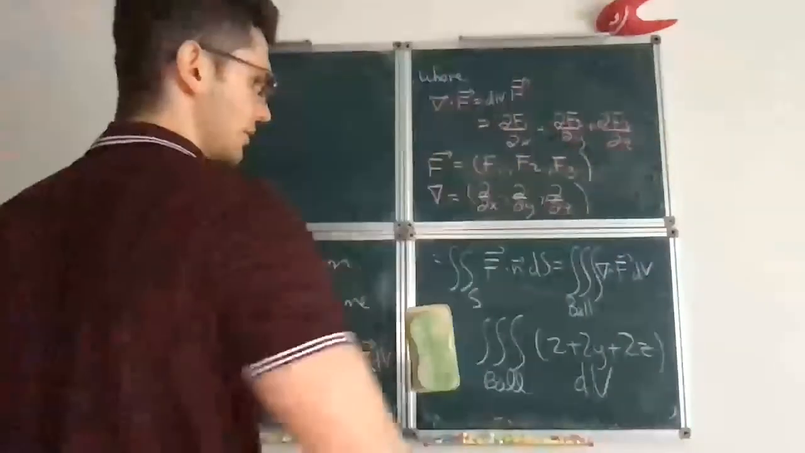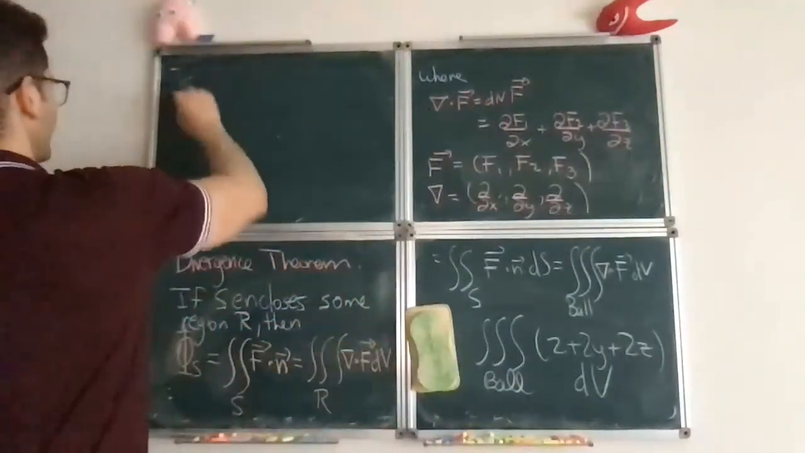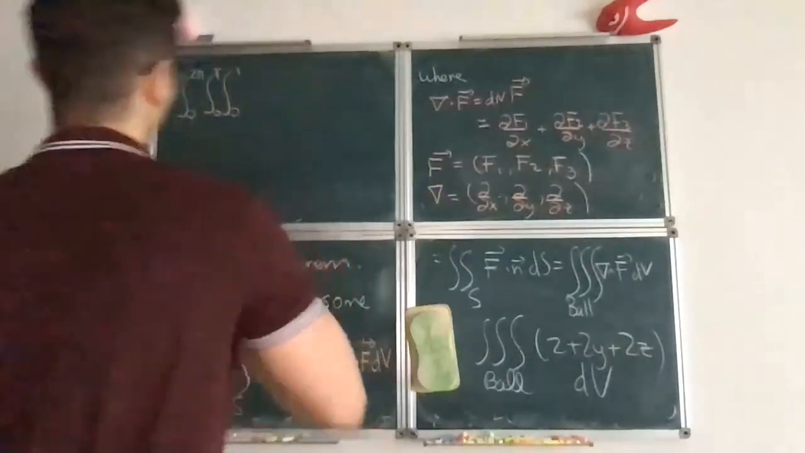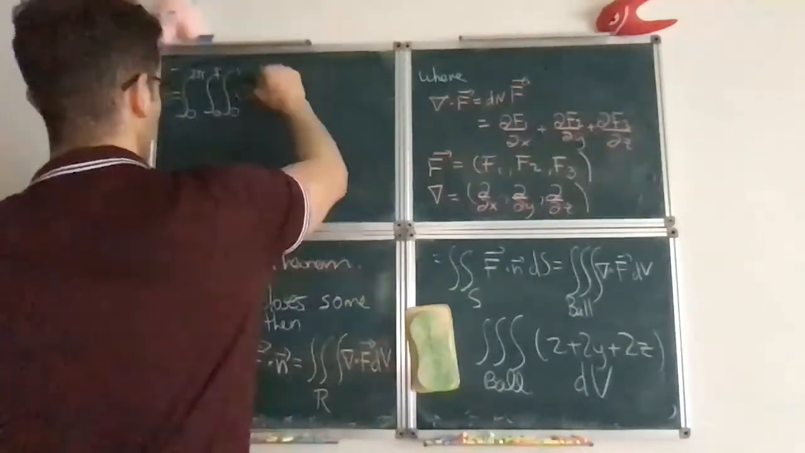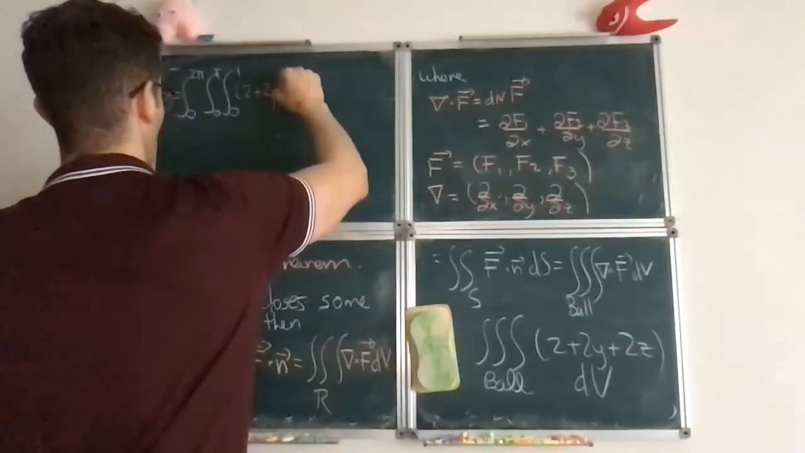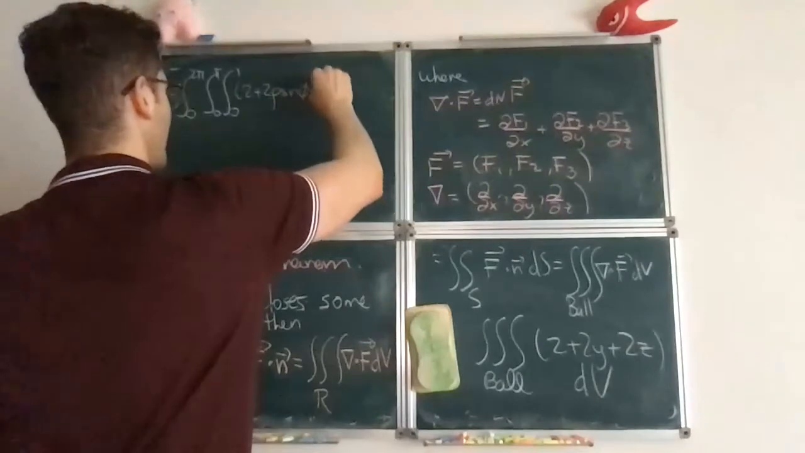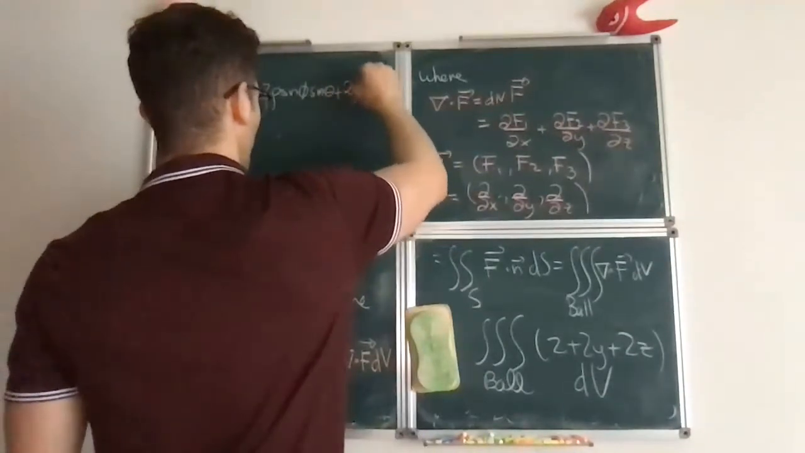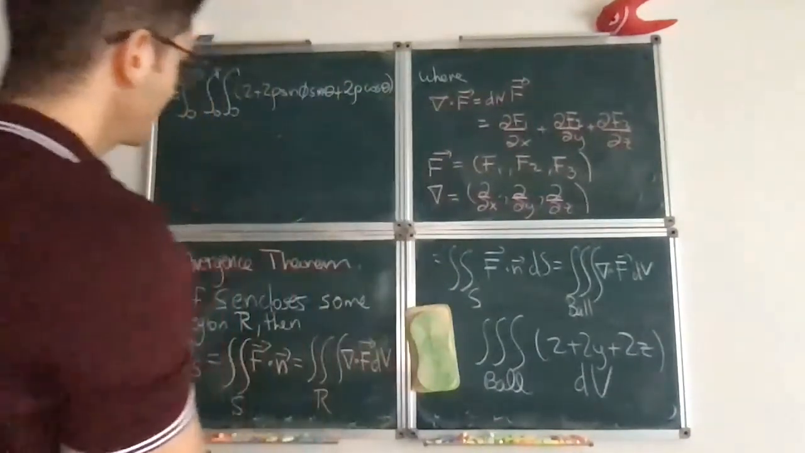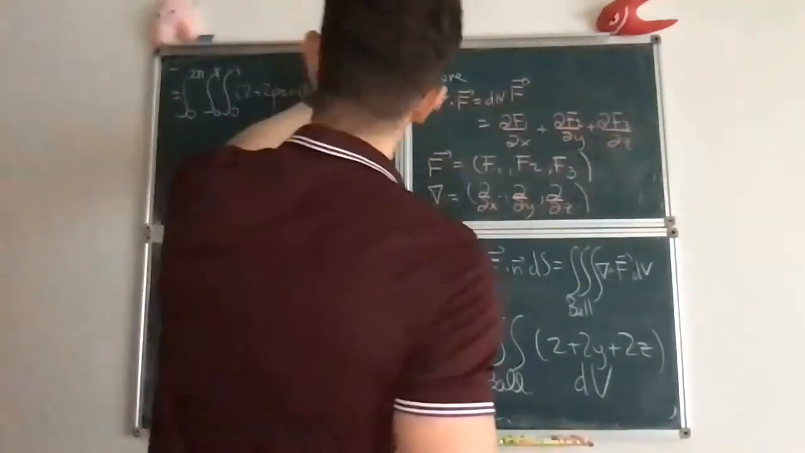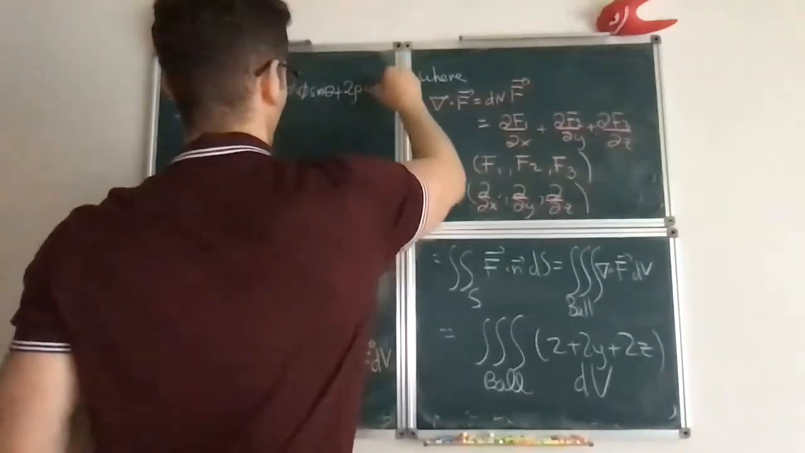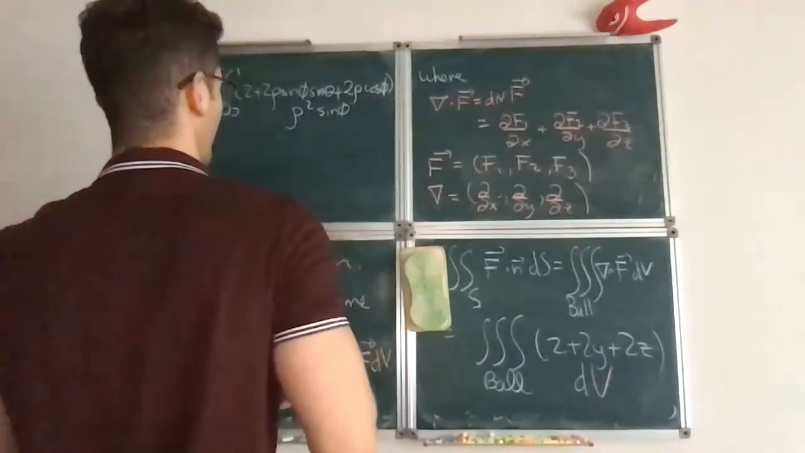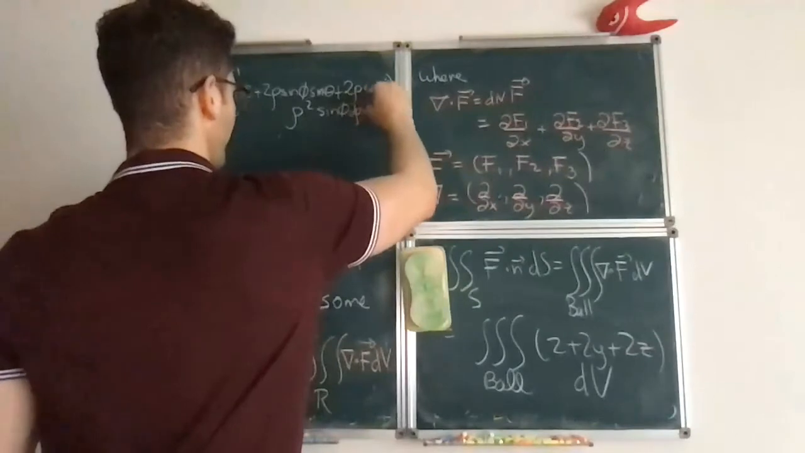And let's do the integral. This is the integral over a ball. So let's do it. This is from 0 to 2 pi, 0 to pi, 0 to 1. Remember that in spherical coordinates, y becomes rho sine of phi sine of theta, and z becomes 2 rho cosine of, sorry, cosine of phi, rho squared sine of phi, d rho, d phi, d theta.